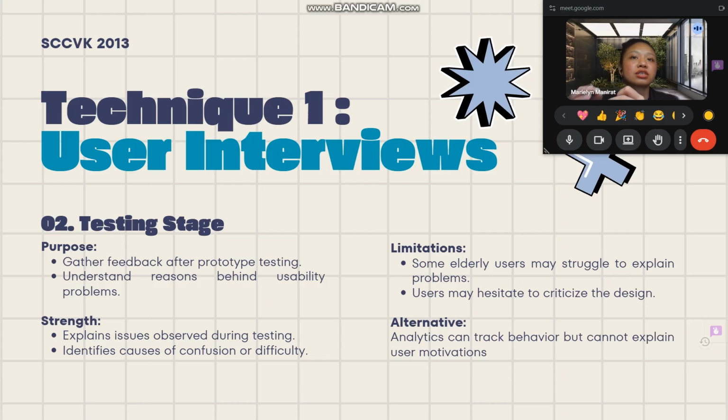Despite these stages, there is also an alternative, which is analytics. Analytics can track behavior but cannot explain user motivations, like the true motivations behind their answers or their requirements. So these are the two stages given in this technique.